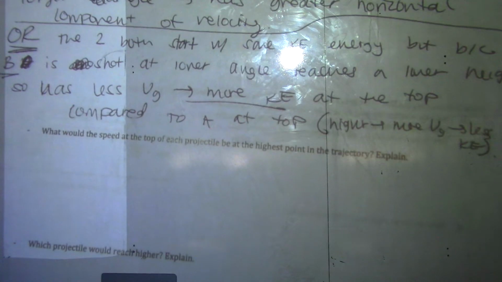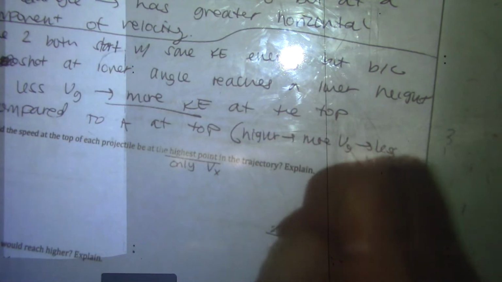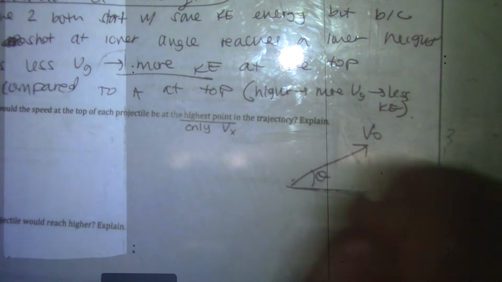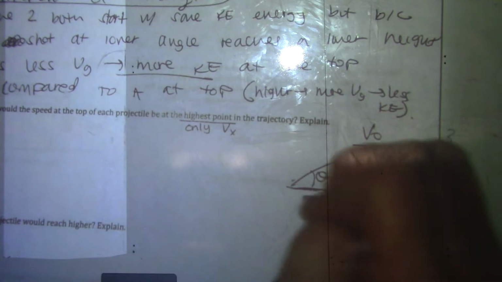What would the speed at the top of each projectile be? At the top of the projectile, at the highest point, that's going to be only the x velocity. Let me draw it off to the side. If this is my v naught and I shoot it off at an angle theta, the x velocity is just going to be the cosine. This is going to be v naught cosine theta, is your vx.